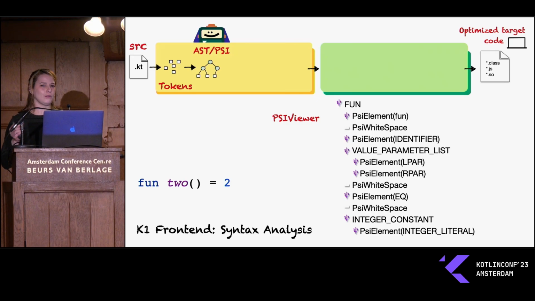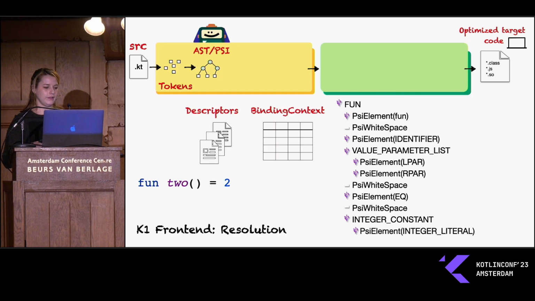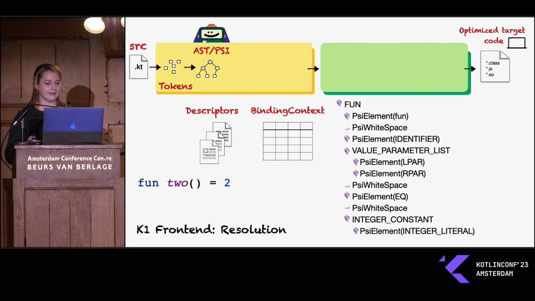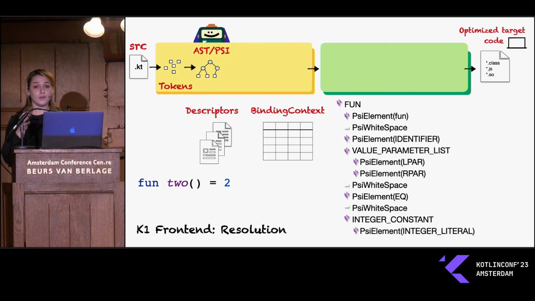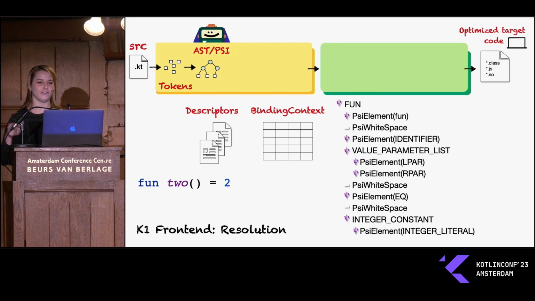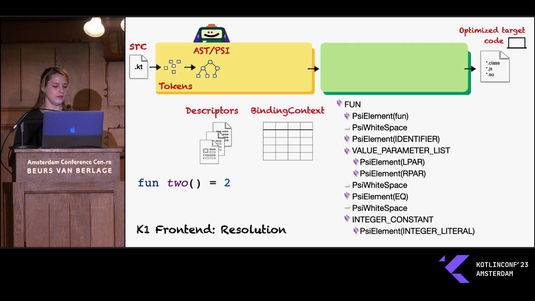We can say that the code looks right, but we can't say whether the code compiles or not. In resolution, semantic information is generated, giving resolved names for functions, variables, and types, and it answers questions like, where does this function come from? And do these two strings refer to the same variable? In the case of K1, resolution is performed on the PSI tree to generate the descriptors in the binding context, where a PSI is the key to the map to the descriptors, and then the other information is used to infer upon itself in later stages.